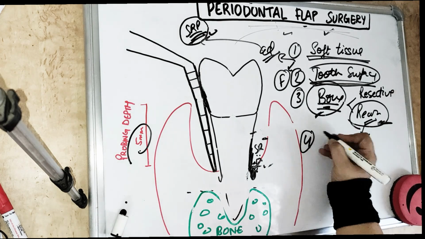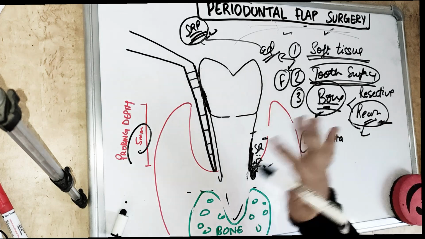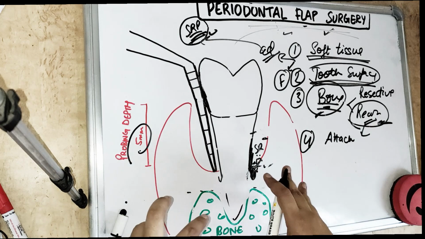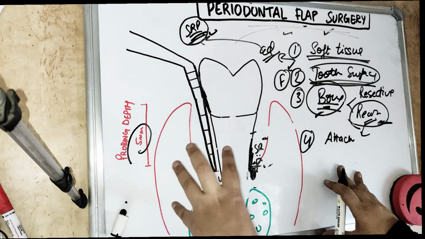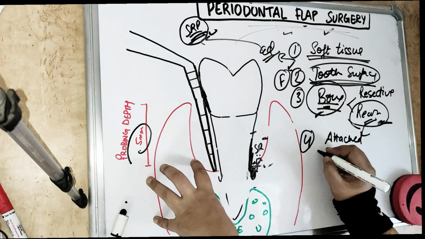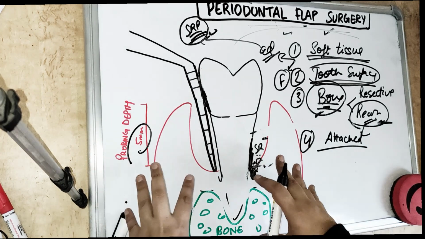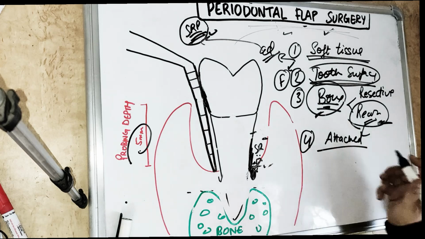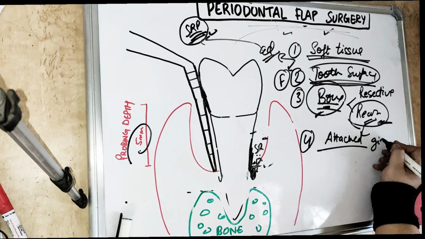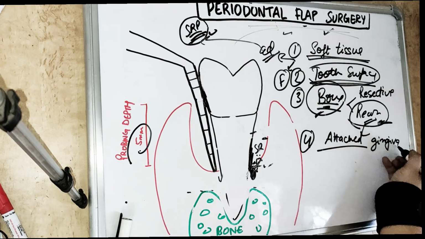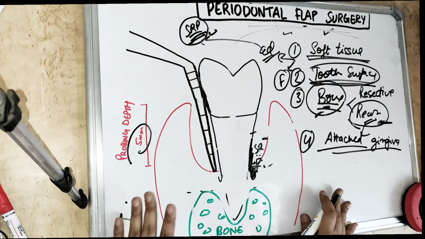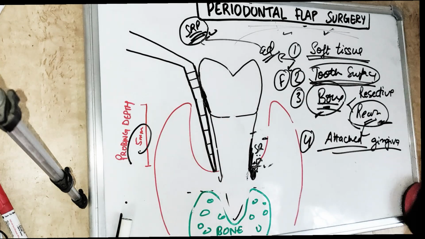The fourth one is our attached gingiva. This is very important, because for all the surgical procedures, as I have been telling you, you need to see the adequacy of the attached gingiva. If this is inadequate, then that would be a contraindication for flap surgery. So now we are going to finally talk about the attached gingiva. If there is inadequacy of the attached gingiva, then you are not going for any surgical procedure, because it is contraindicated. I have been telling you this always.